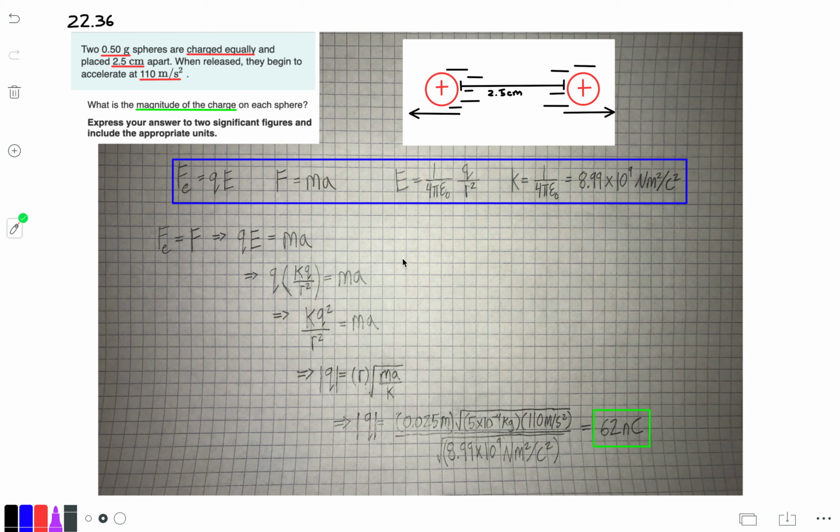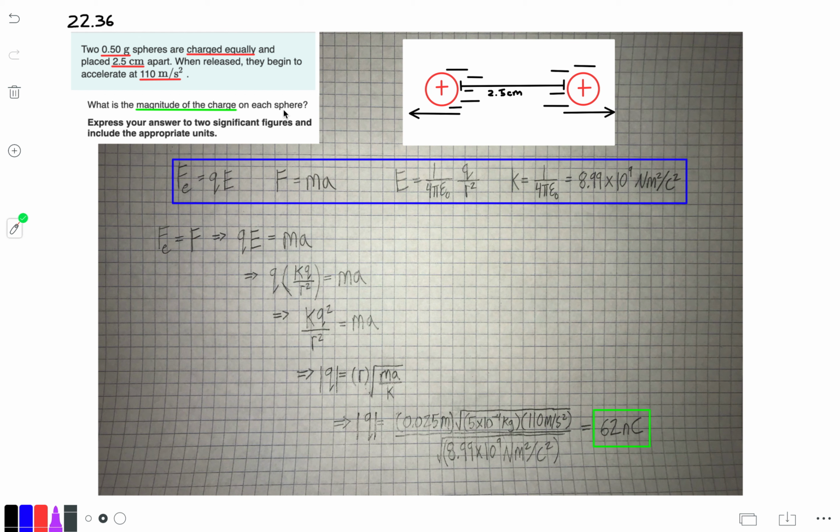Hello everyone. In today's video, we'll be talking about Physics 253, Week 1, Practice Problem number 22.36. In this problem, we are asked to find the magnitude of the charge of two spheres that are equally charged and placed next to each other, and when they're released, they begin accelerating.